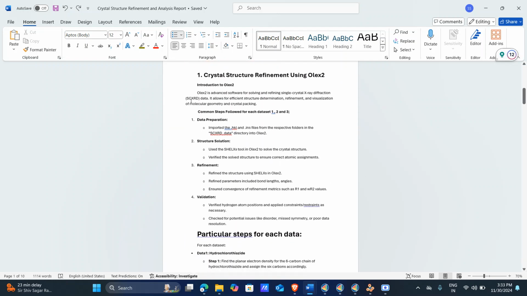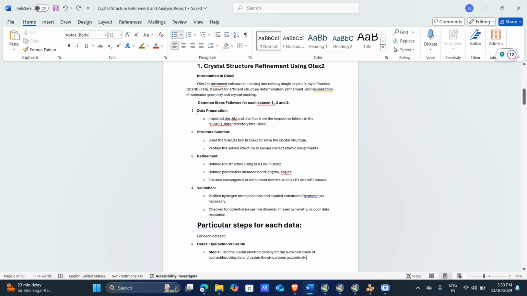First are some general instructions about the OLEX software. OLEX is an advanced software for solving and refining crystal X-ray diffraction data. We use it to visualize the structure and also draw the crystal packing structure. There are some general steps, like first the data preparation. We are given two files, .hkl and .ins files.